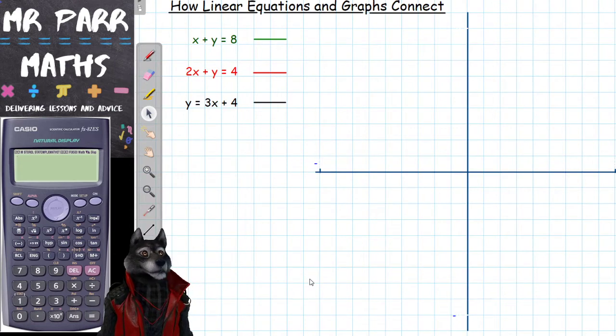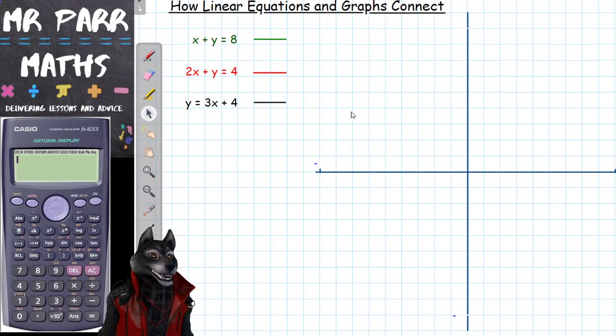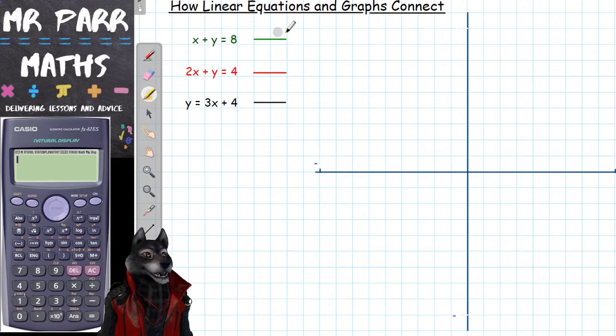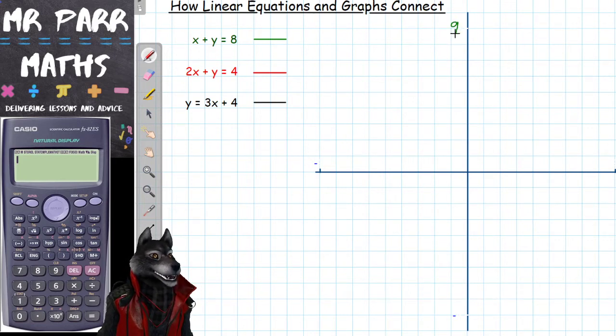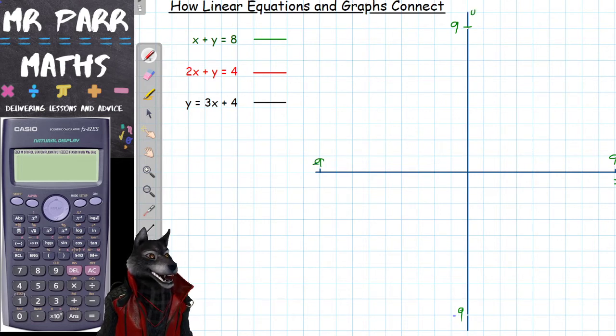Before we get started, for those of you not sure what I mean by a linear graph, I just want to quickly introduce you to these. A linear graph is any graph that forms a straight line. So one straight line as a graph is what we would call a straight line graph. For some reason the numbers have disappeared up here. My axes go from 9 to -9, left to right and up and down, on the x-axis and on the y-axis.